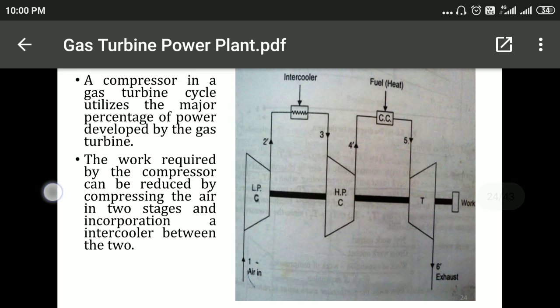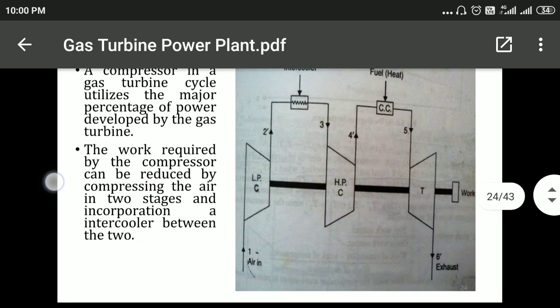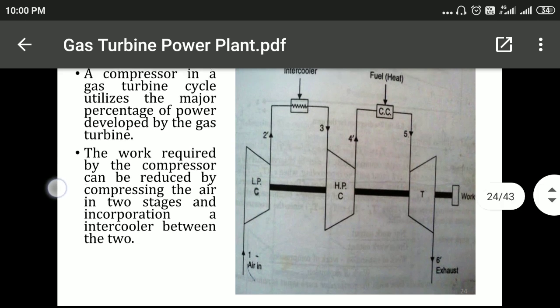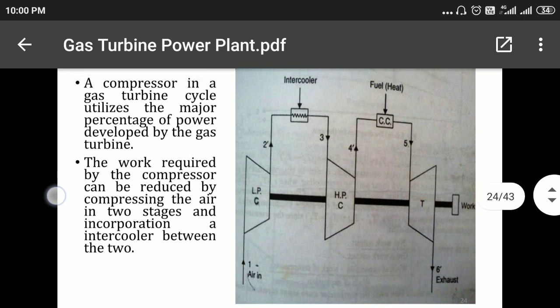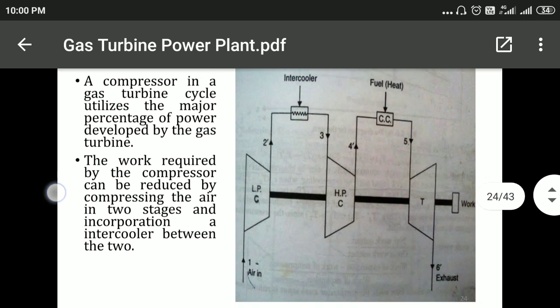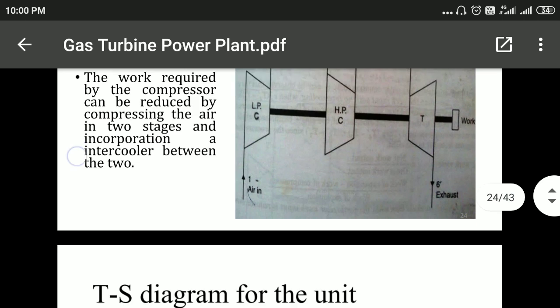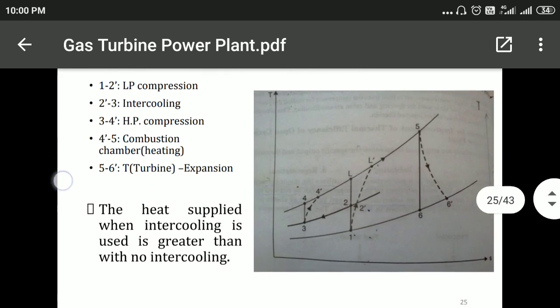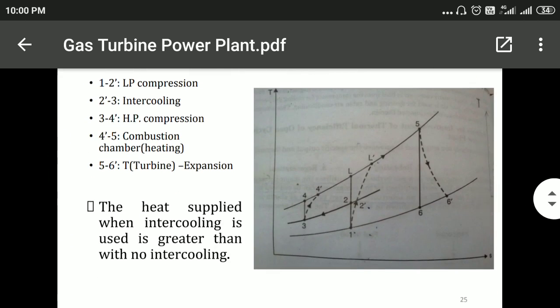Means 1 to 2 process is your low pressure compression, 2 to 3 is your intercooler where temperature drop takes place, and 3 to 4 again the compression in the high pressure stage. The cycle TS diagram is given here. The heat supplied when intercooling is used is greater than with no intercooling.